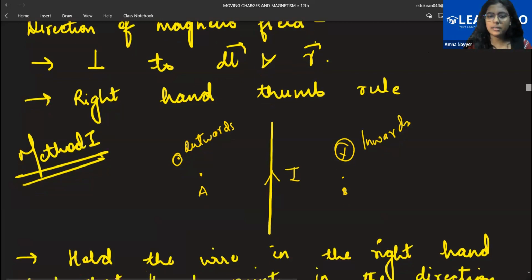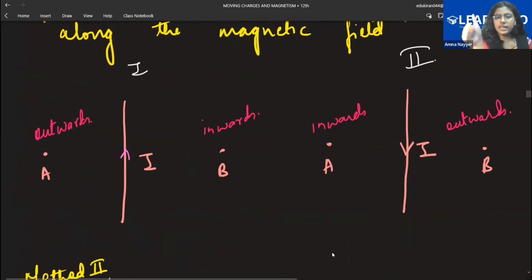And one more question we had seen, this example. Again, it is the same: A point outwards, B point inwards. Now, for the second part, the thumb is downwards because current is moving downwards. At A point it is inwards, and at B point it is outwards, away. This is what we have discussed. Any doubts, anything that you want me to repeat? Take a minute, revise it. Then I'll start with method 2.